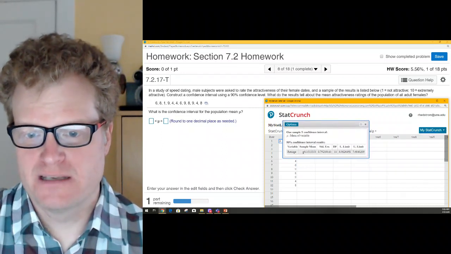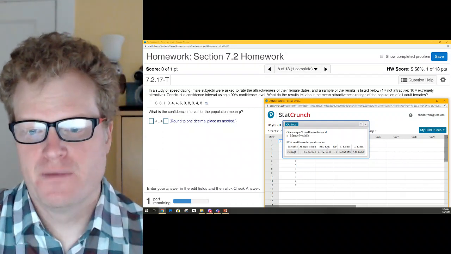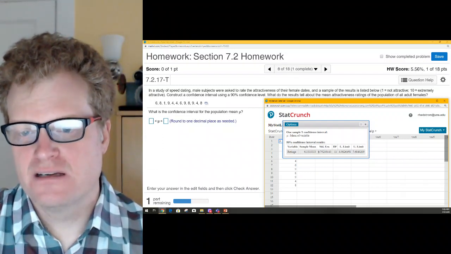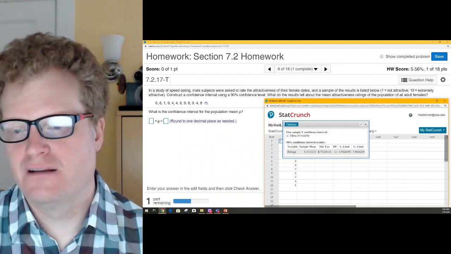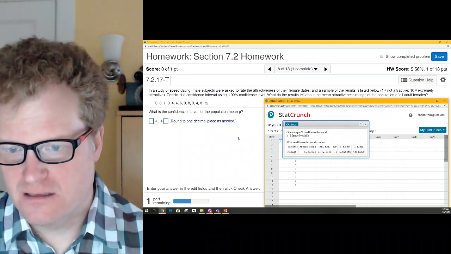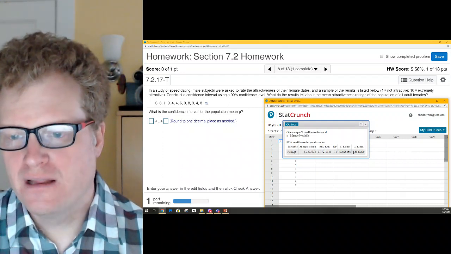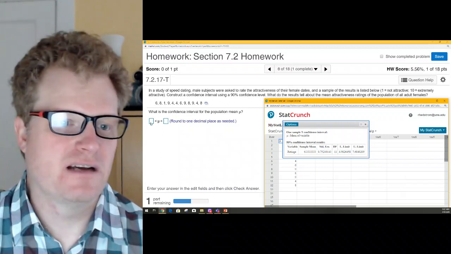Now here it gives me my sample mean. That's my X bar, my point estimate. My standard error here is S divided by the square root of N. And then I also have my lower limit and my upper limit. It's going to be 4.98, so that's about 5.0, and that goes up to 7.7.